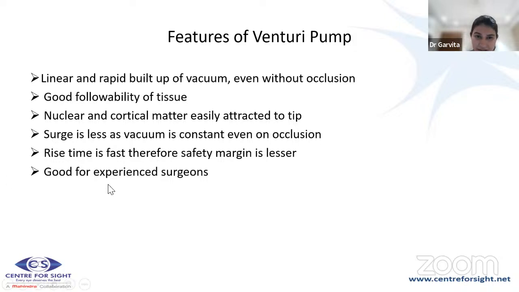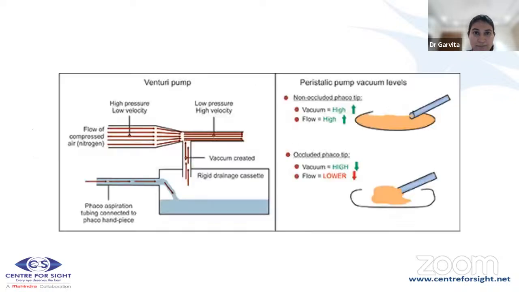Rise time is fast, therefore safety margin is lesser. What is rise time? Rise time is how fast your vacuum builds. Then it is good for experienced surgeons, whereas peristaltic is good for beginner surgeons.